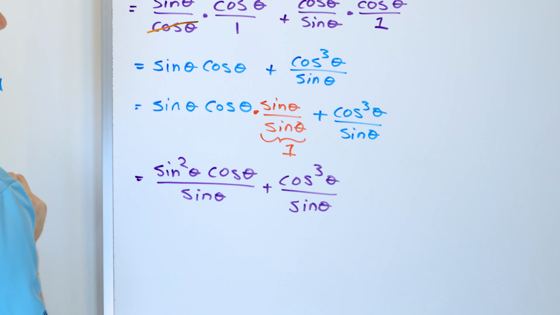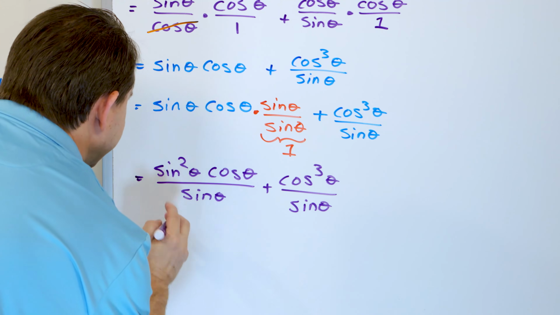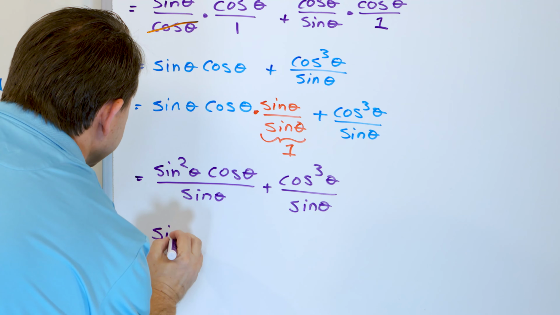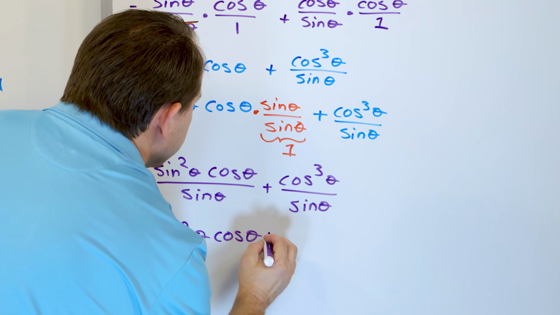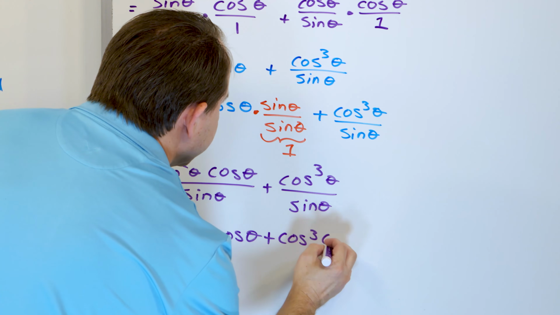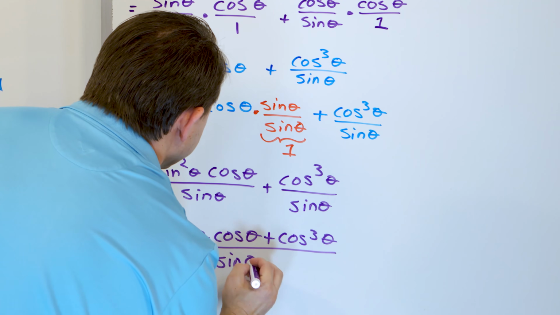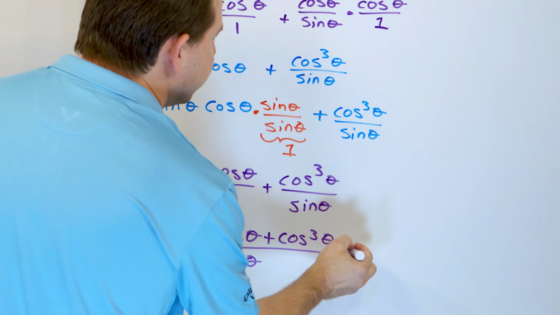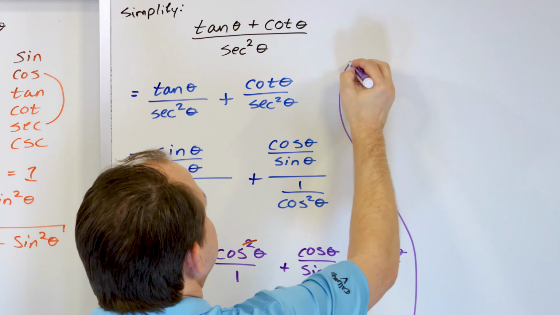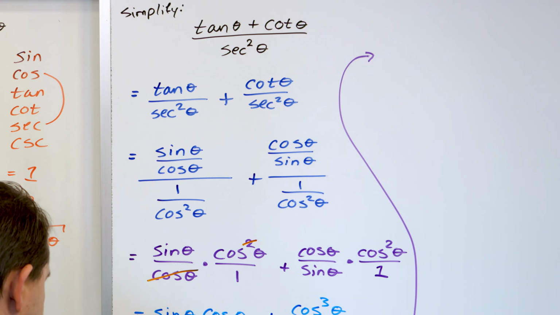So what I'm going to do is I have a common denominator, so I'm going to add the numerators. Sine squared theta, cosine theta, plus cosine cubed of theta, all divided by sine of theta. And you're thinking, oh my gosh, this is not getting any simpler at all. Let's move over here. What I'm going to do is I'm going to recopy the last step. I'm not going to change anything. I'm just going to recopy the last step.